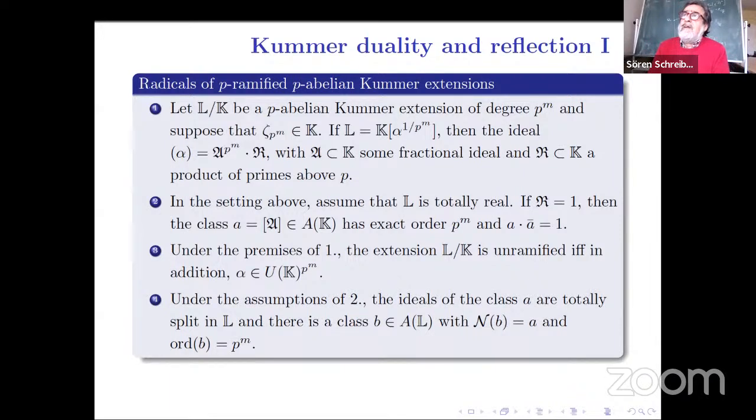So that's how you generate a P-ramified Kummer extension. That's how the radicals look like. In addition, if L is totally real and R is 1, so there's no ramified part in the radical, then the class has exactly the order P to the n. Okay, so it cannot be less. This has to do with complex multiplication or complex conjugation, because then on a minus part class you don't have units. So this is how you get this statement, which will be useful.